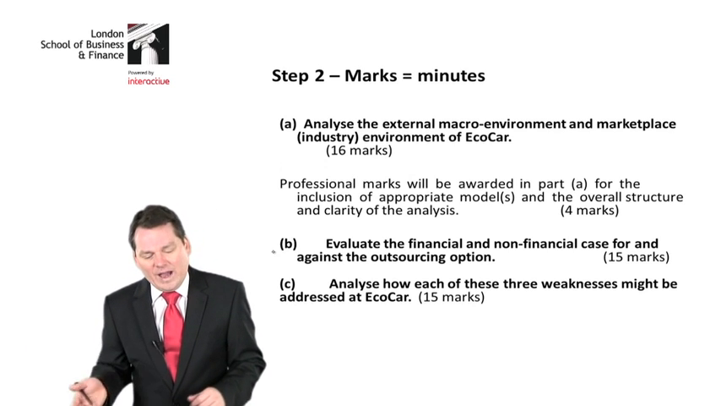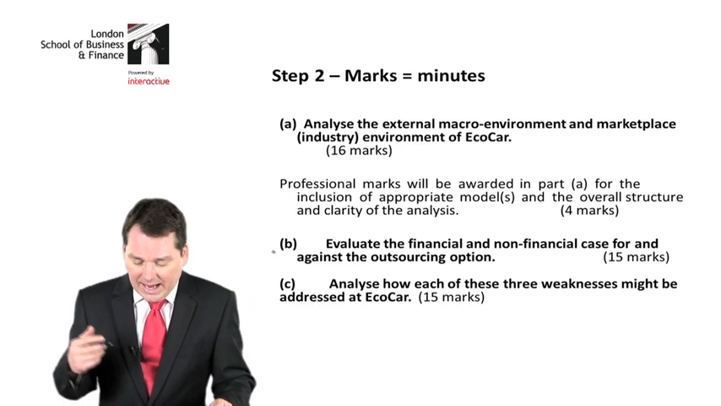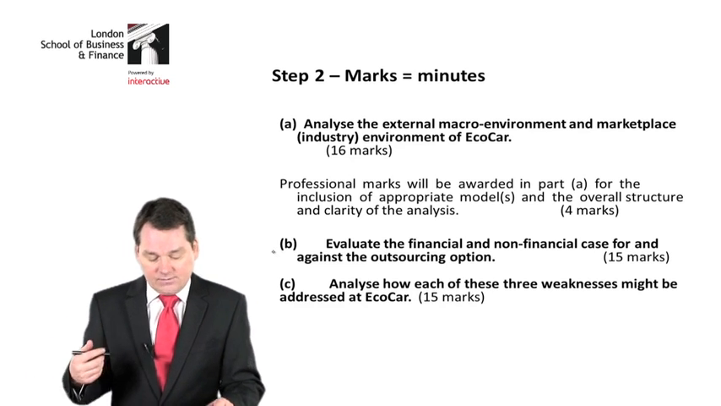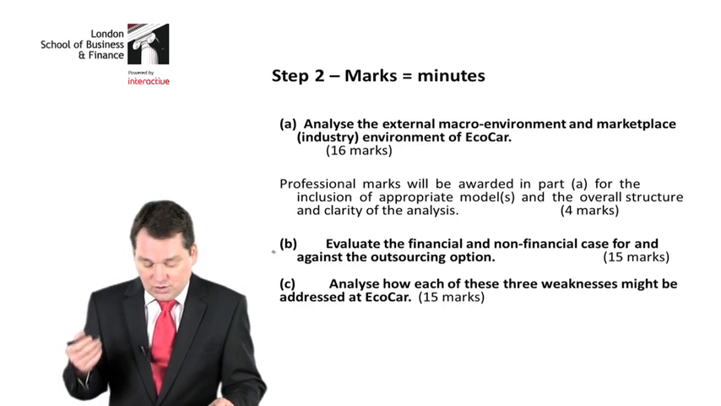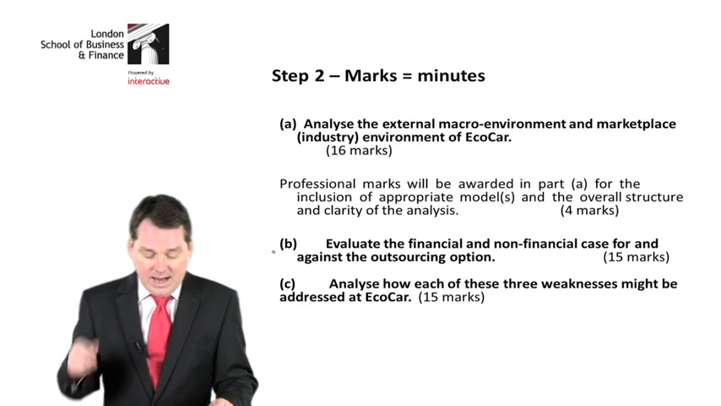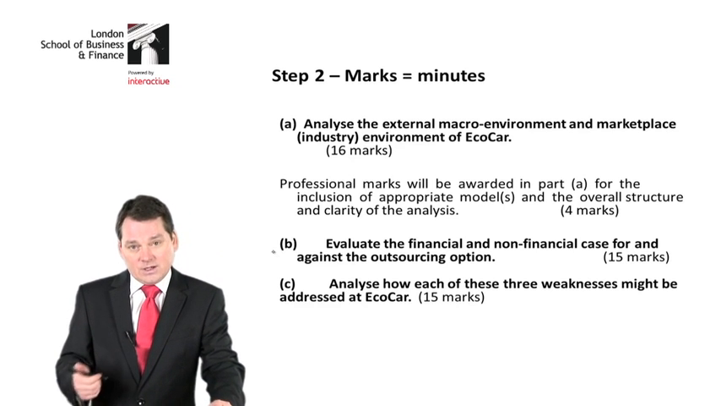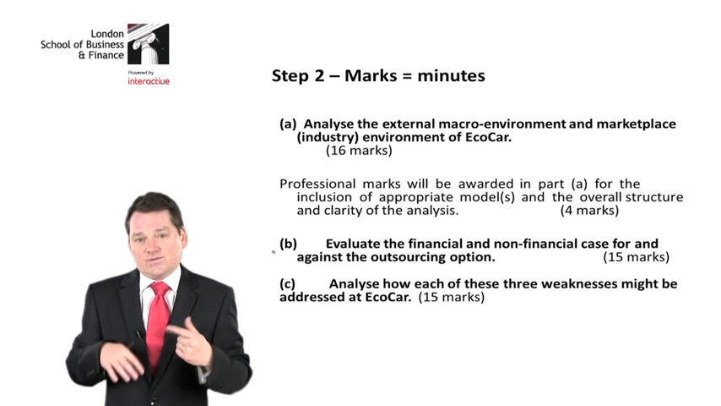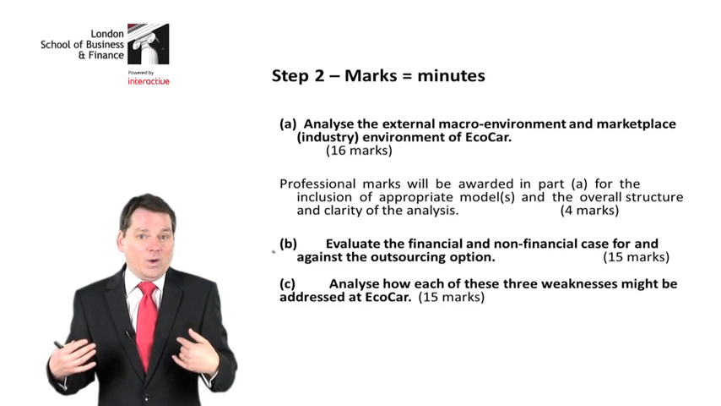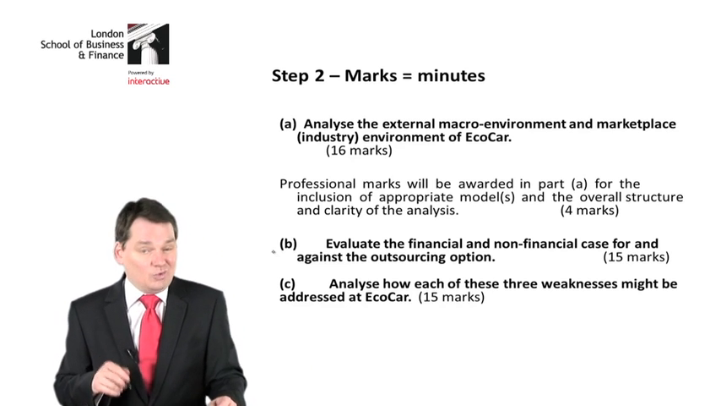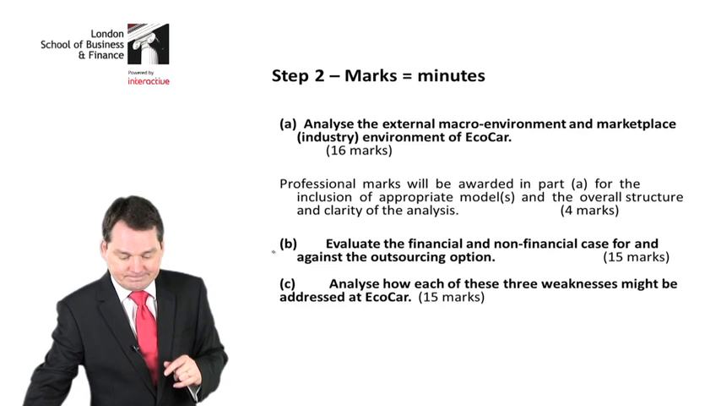So, the requirement that we've got: analyse the external macro environment, analyse the external marketplace environment. In part A, evaluate financial and non-financial case for doing something, in this case outsourcing, and in part C, analyse how each of 3 weaknesses might be addressed. There is some other detail in the requirement. I have got rid of it for the purpose of step 2. We looked at the other bits in step 1. So, for example, in part C, it tells you what the 3 weaknesses are. For step 2, we're simply looking at how long we're going to have to answer this.